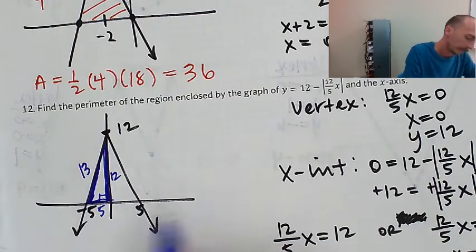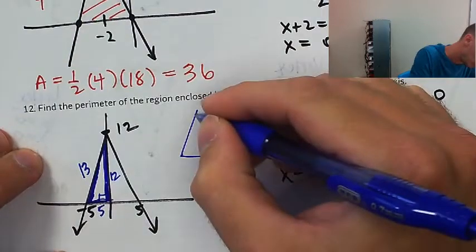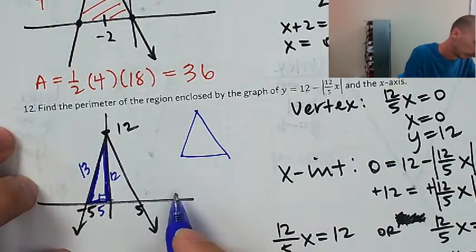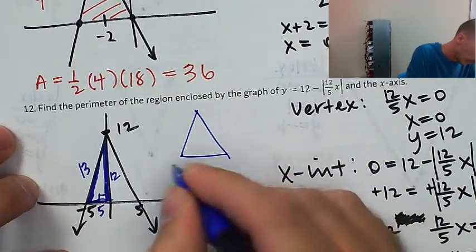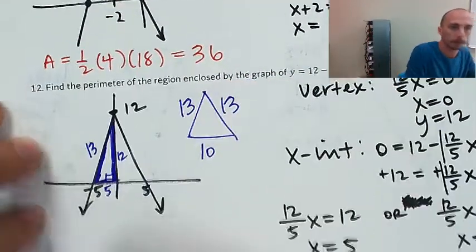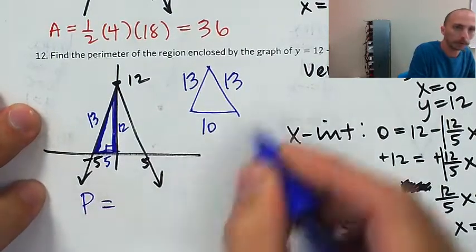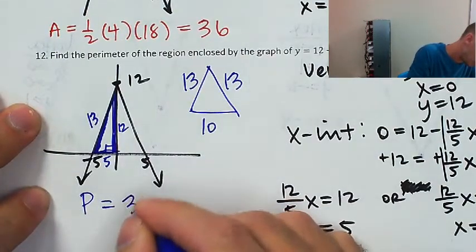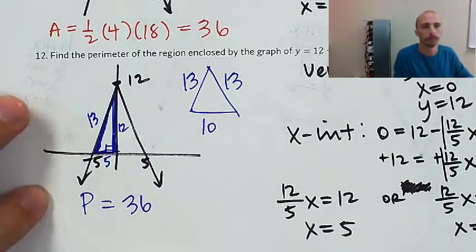So if I've got my whole triangle, the region enclosed by the graph and the x-axis, that's going to have a width of 10 down here, and each of these legs is 13. So perimeter is going to be equal to 10 and 13 and 13, which is 36. Oh, so same as before.